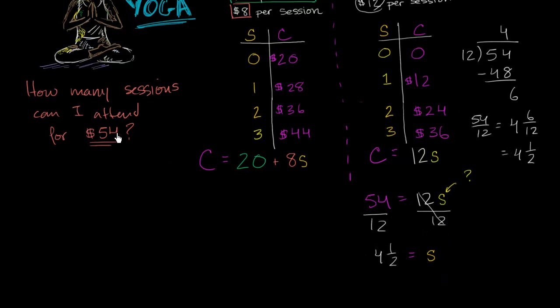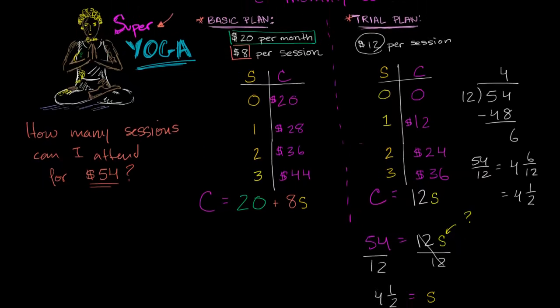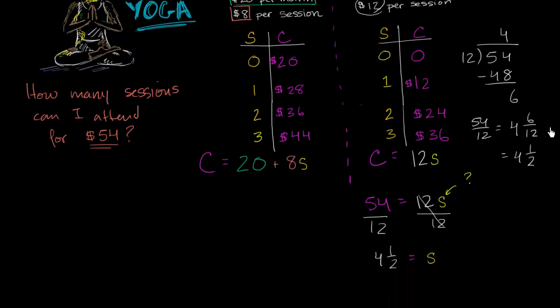If I have $54 to spend, I can attend 4.5 sessions under the trial plan. If this was a yoga studio that said, oh, you can't attend half sessions, then you could say, well, at most I could attend 4 sessions, because 5 sessions would get me above my budget. But I said that you can attend fractional sessions, so we're going to say 4.5.